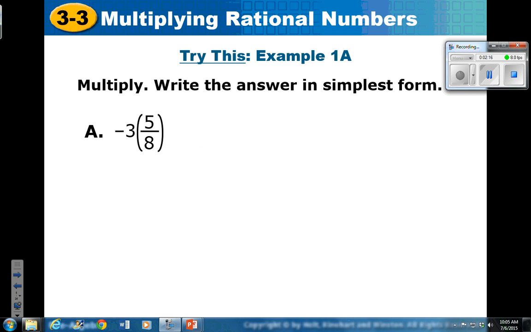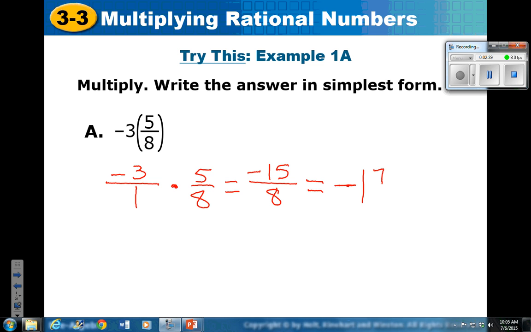This time we have -3. I like to put that over 1 times 5 over 8. Gives us -15 over 8, which is an improper fraction. 8 goes into, let's keep our negative first of all. 8 goes into 15 one time, with 7 left over. 7/8 cannot be simplified, so we're done.